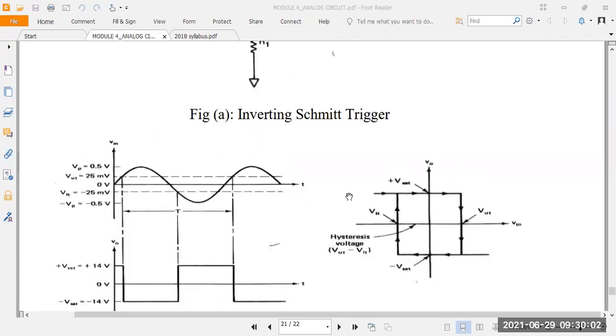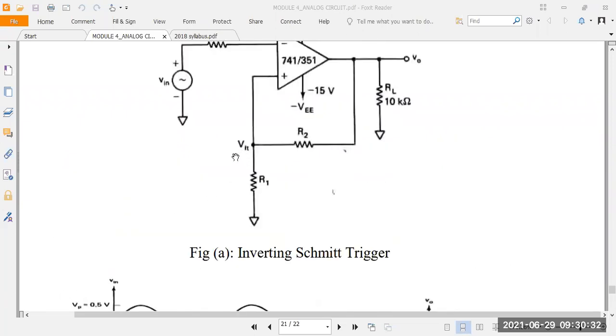Same condition. What we discussed in the comparator and zero crossing detector, the same principle you have to take here. Understood? So set the reference voltage now, like 25 millivolt and minus 25 millivolt. You have to take two reference voltages, negative and positive. Here they have taken the upper threshold voltage as 25 millivolt, and the lower threshold voltage as minus 25 millivolt.